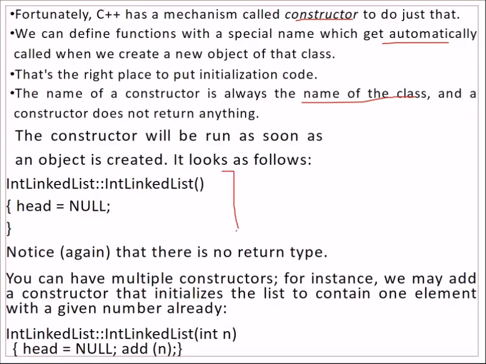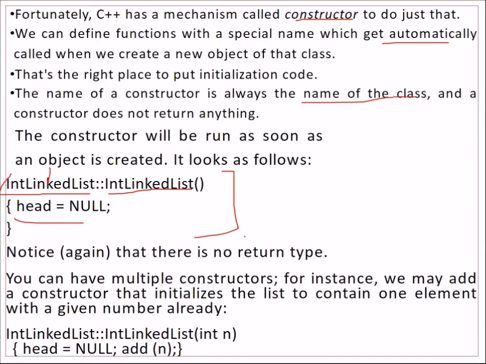So let us have a constructor. This is the constructor name. This is a constructor function. Why is this a constructor? Because there is no return type. The name of the constructor is exactly the same as the class, and inside it we have just initialized head equal to null. So initially when we start, the head will be pointing to null. Again, there is no return type.